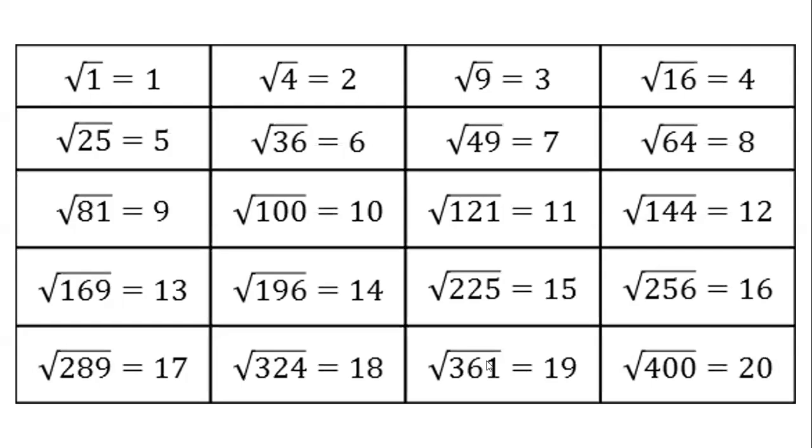And finally, what is the square root of 361? 19. Why is that? 19 times 19 is 361. Very good. This is going to be very important. Please take a screenshot of this if you do not have it already. Remember, as we go through our Pythagorean journey, we're going to be using our square roots and our squares, so you're definitely going to need to know this.